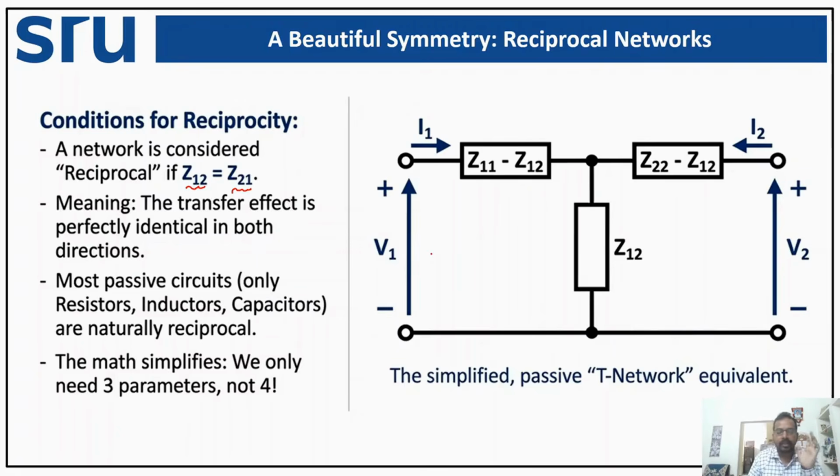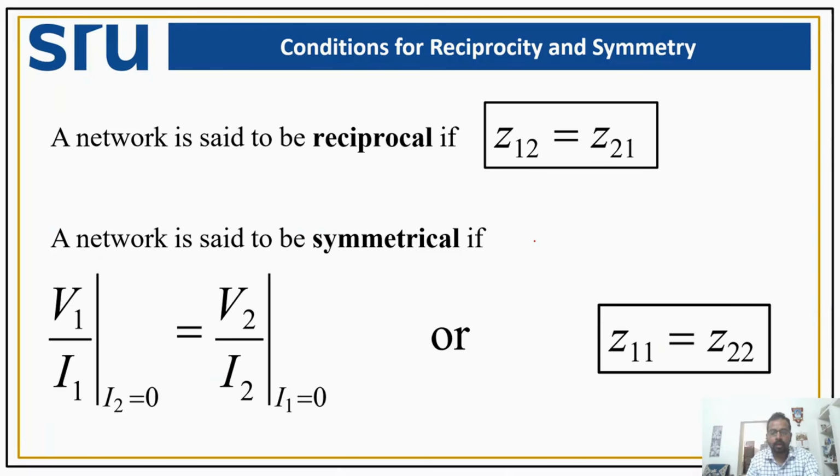So now summarizing this concept of reciprocity, a network is reciprocal only if Z12 is equal to Z21. This means that signal transfer characteristics are identical in both directions. So reciprocity is generally observed in passive linear networks, and it may not be true, or is violated, when we have active networks. Now we have another condition called the symmetrical condition.